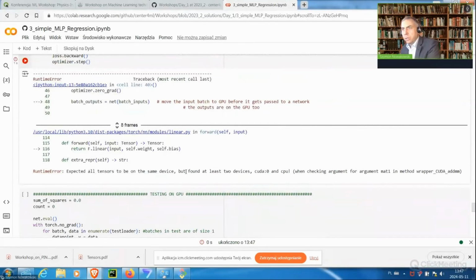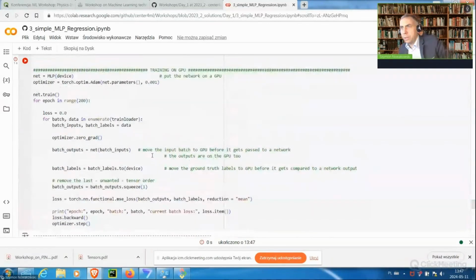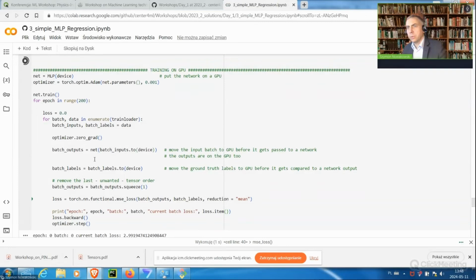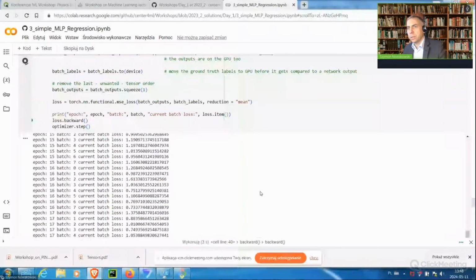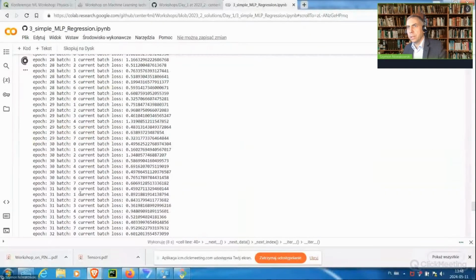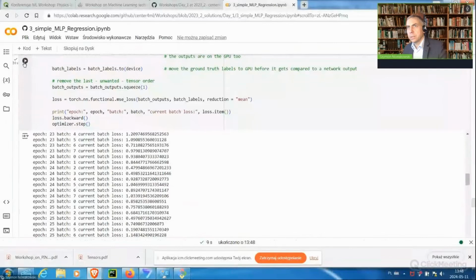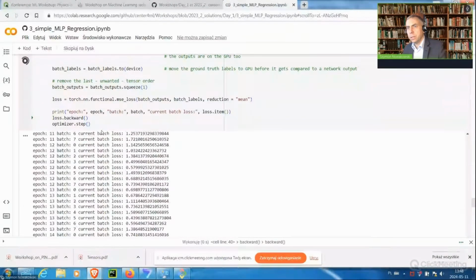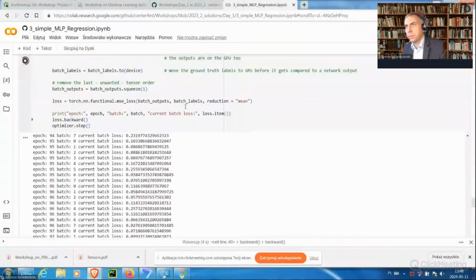Expected all tensors to be on the same device, but found at least two devices, CUDA and CPU. So the problem here is that the inputs were not put to device, which is CUDA, before they are fed to the forward function of the network. And now it will work. Yes, and look how fast it works. I want to show you how it works. Maybe I run it again. Sorry, I'll just stop it and rerun it. Just so you can see it? It's much faster than the CPU version.